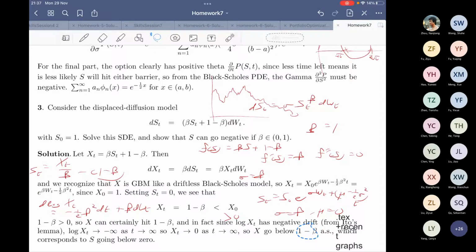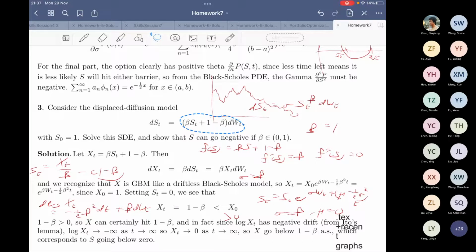So when it hits 1 minus beta, well, when it goes below 1 minus beta, that corresponds to s going below 0. So it's one drawback of this model, although it's quite easy to solve this SDE. It's not so realistic that ST can go negative.